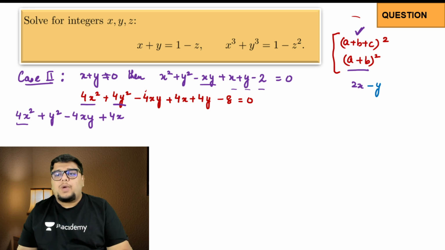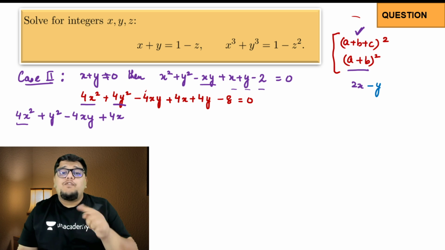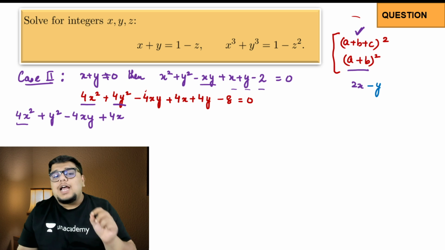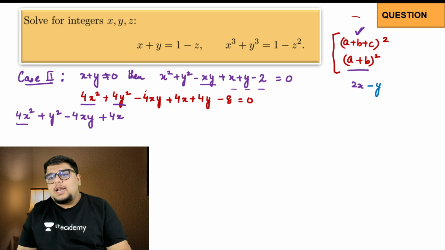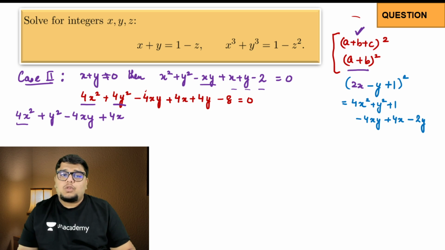So let's say minus y. Okay? And since you're getting 4xy and you're also getting 4x and 4y terms, there has to be a 1, right? There has to be a 1. So let's add plus 1. Now check out what is the square of this expression. The square of this expression is 4x square plus 1y square plus 1 minus 4xy plus 4x minus 2y. Okay.